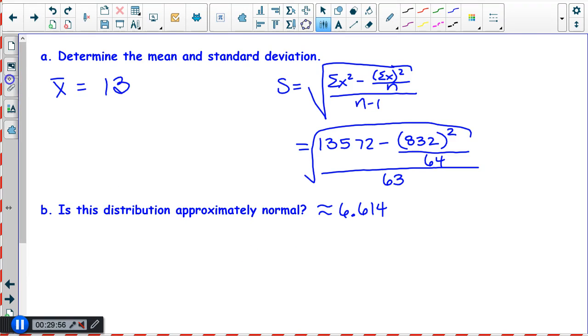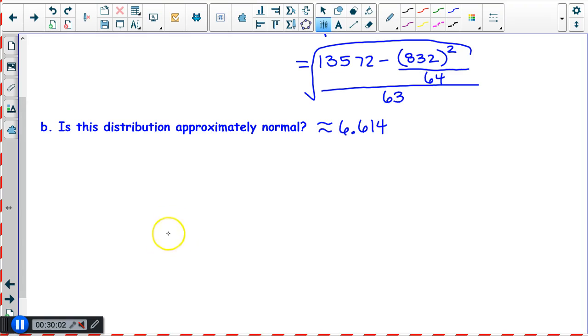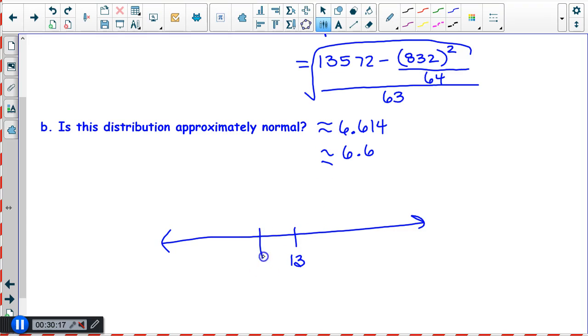Let me show you how, though. Remember I said I was going to show you the third way to verify? So look, if you go to the middle, that would be 13, right? And then let's just round this to 6.6, our standard deviation. We're allowed to do that. So 13 minus 6.6 is what? 6.4. Then if you add 6.6, 19.6. Yeah? So if it is normal, how much of the data should be from here to here? 68%.